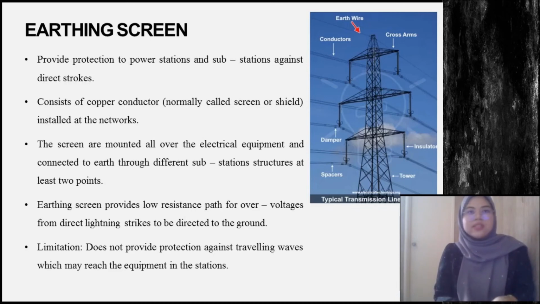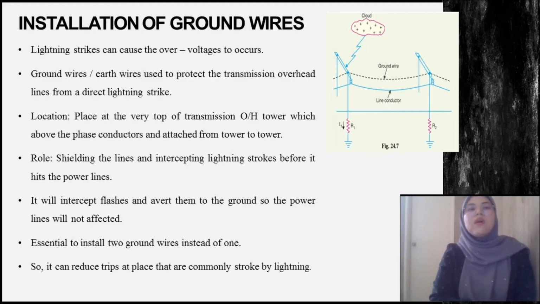This method is very simple and low cost, but it cannot protect the equipment from traveling waves. So to protect the equipment from traveling waves, another protection device should be installed, which is the ground wire. As we all know, one of the causes of overvoltage is lightning strike. The most effective method of providing protection against overvoltage on the transmission line from direct lightning strikes is by using the ground wire. The ground wire is placed above the phase conductor at such a position that practically all the lightning strikes are intercepted by it, as shown in the picture.